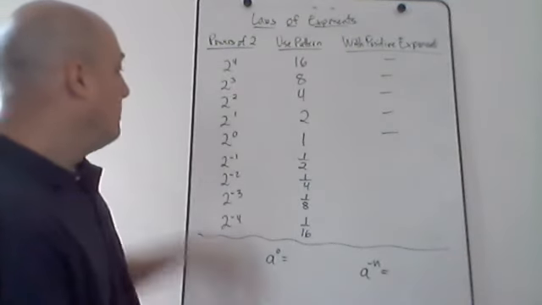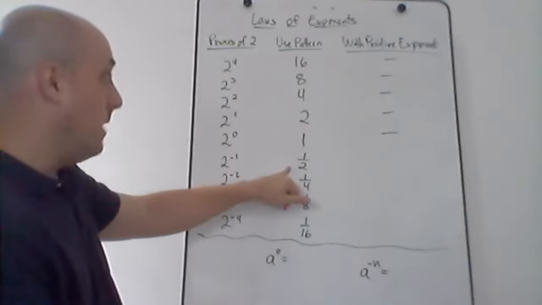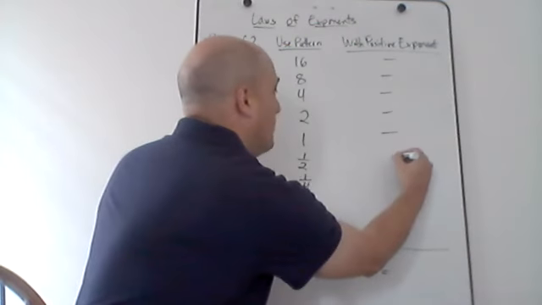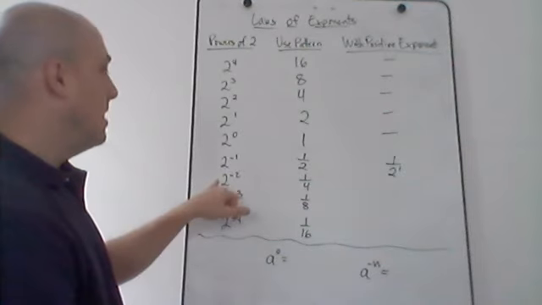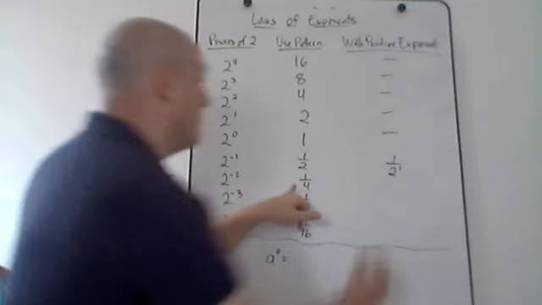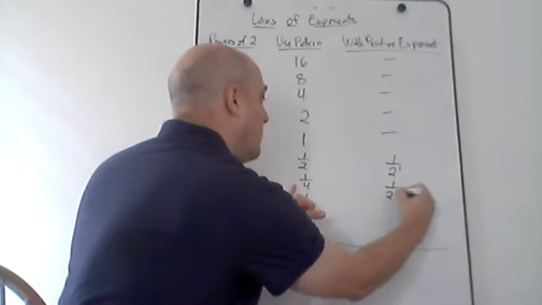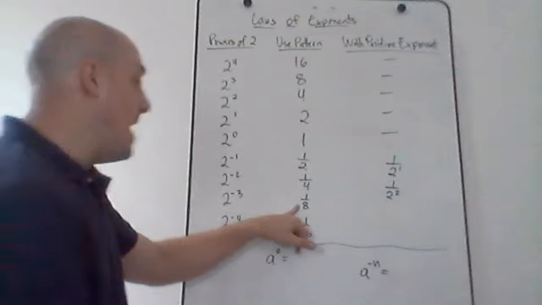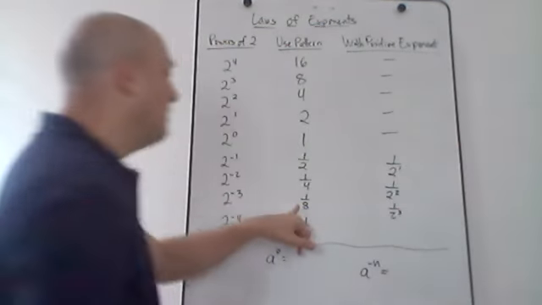All right, so we see here that 2 to the 0 power equals 1. 2 to the negative 1 power equals 1/2. How do I write that with a positive exponent? Well, 1/2 is 1 over 2 to the 1st power. 2 to the negative 2 power is 1/4. Well, 4 is 2 squared, so 1/4 is 1 over 2 to the 2nd power. 2 to the negative 3 is 1/8. Well, 8 is 2 to the 3rd power. So that's 1 over 2 to the 3rd power.